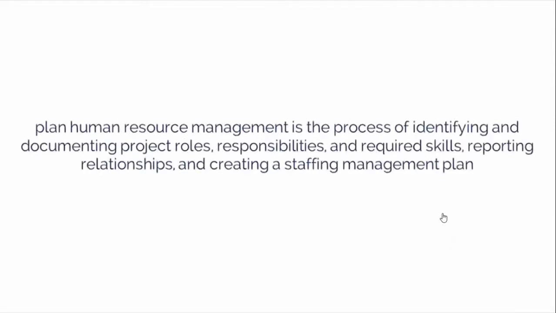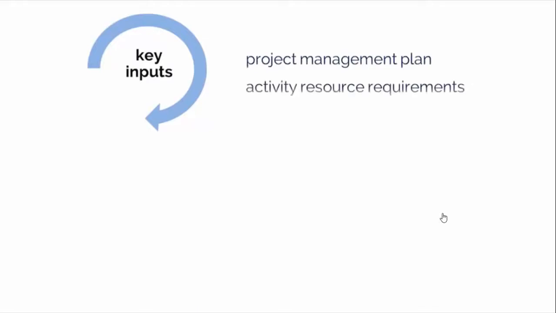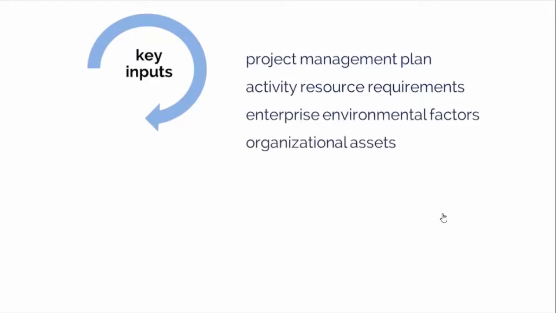Plan human resource management is the process of identifying and documenting project roles, responsibilities, required skills, and reporting relationships, and creating a staffing management plan. The inputs for this process are the following: project management plan, activity resource requirements, enterprise environmental factors, and organizational process assets. Note that the activity resource requirements from the time management knowledge area are an input here and will provide you with the staffing requirements for the project.